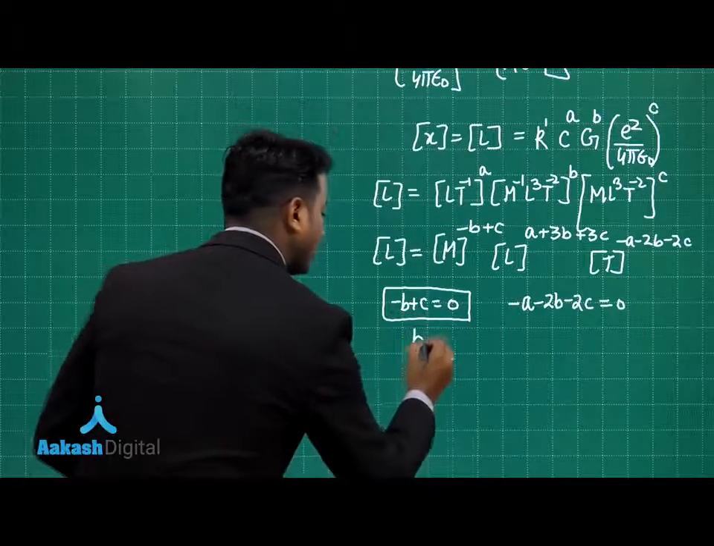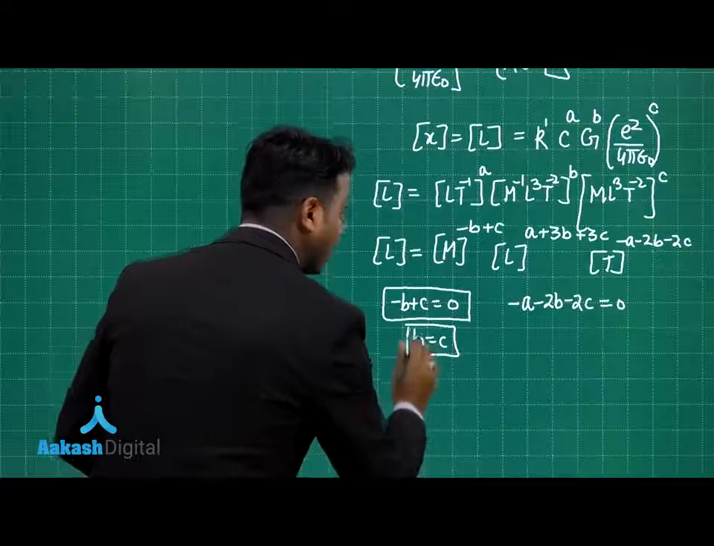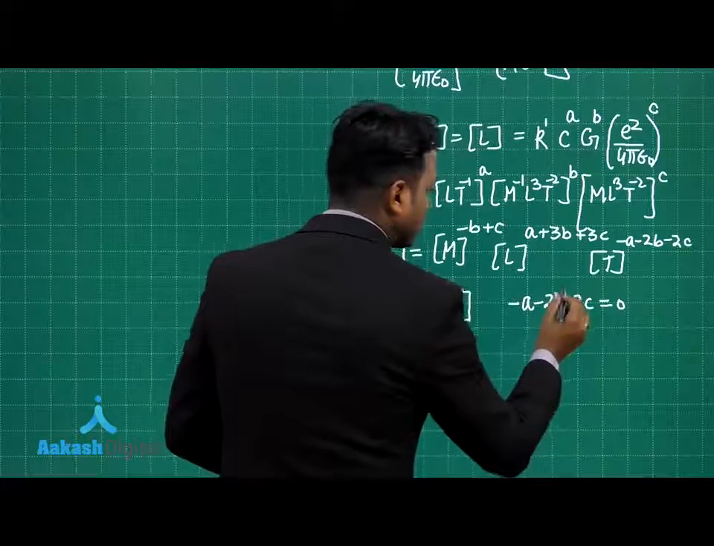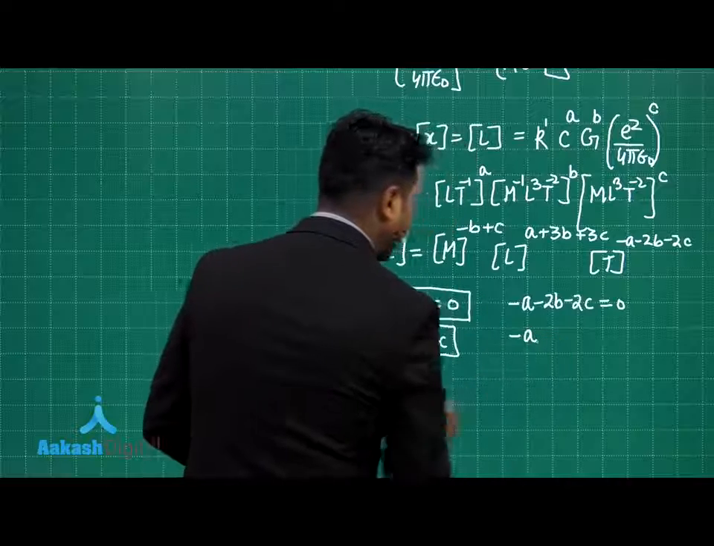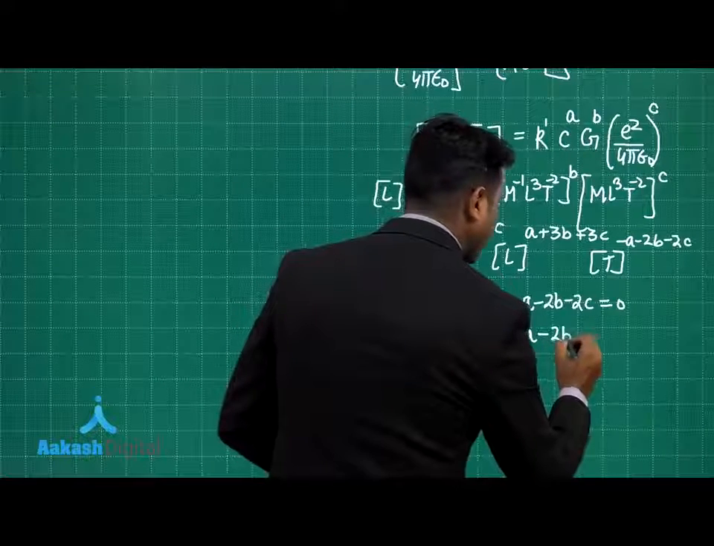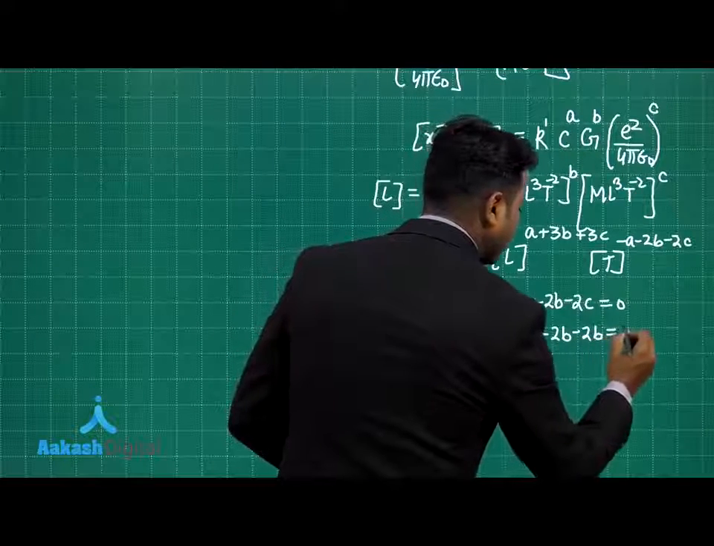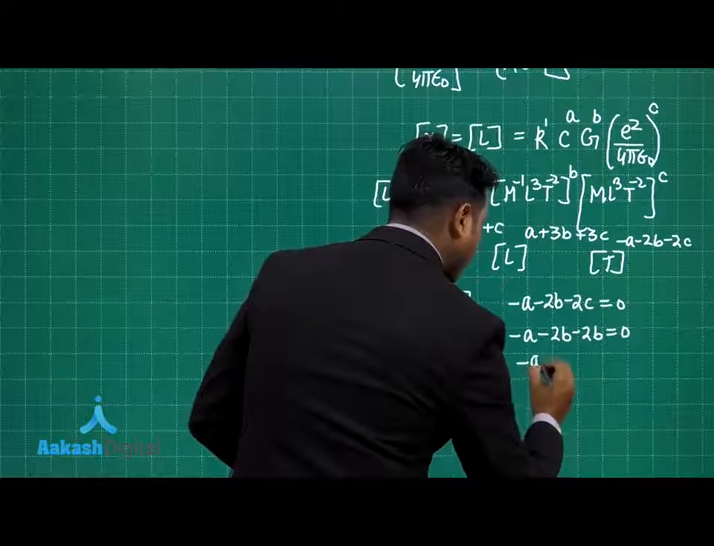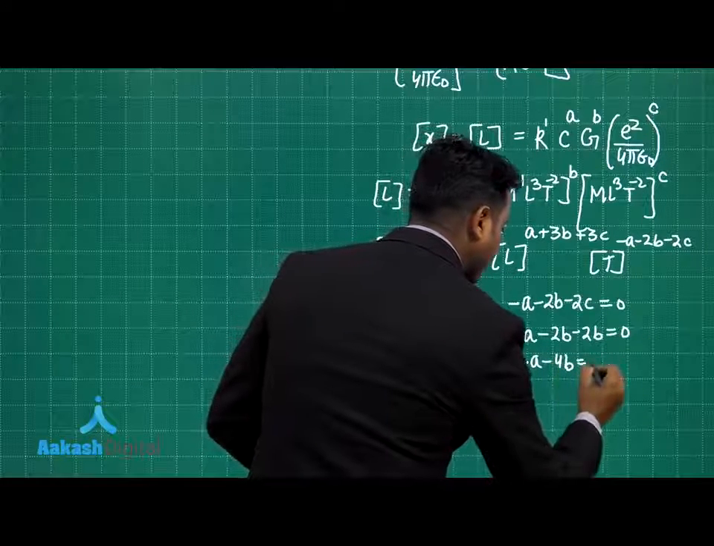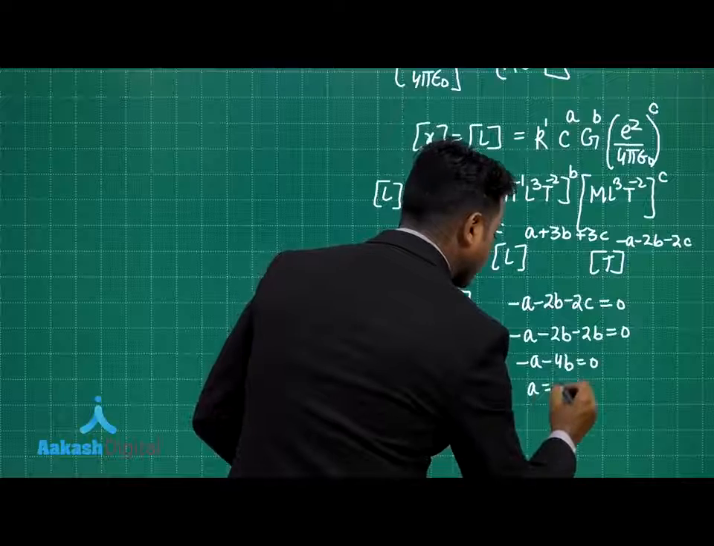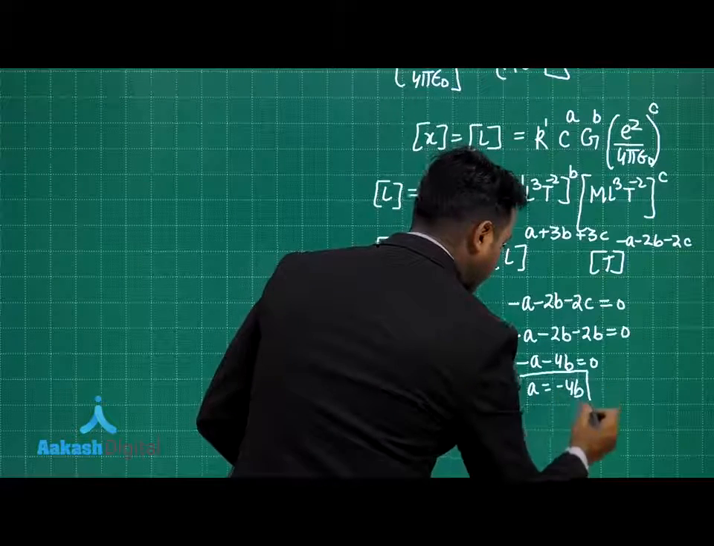From here I can clearly see that b is equal to c. I can substitute over here. So what is going to happen? Minus a, minus 2b, minus 2b is equal to 0. So minus a minus 4b is 0. So a value is simply minus 4b.